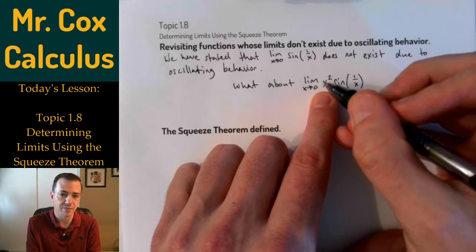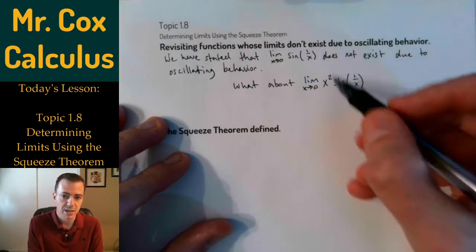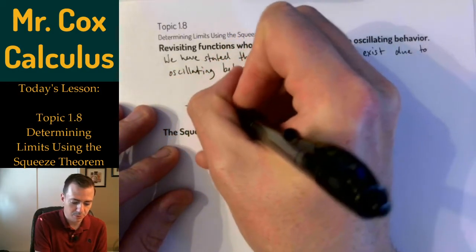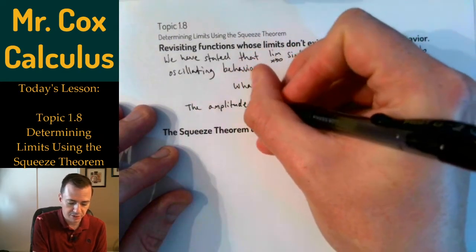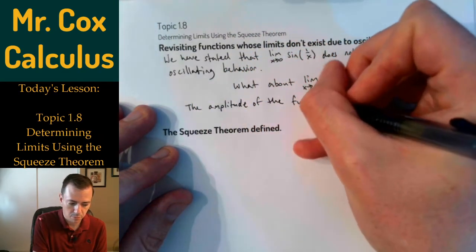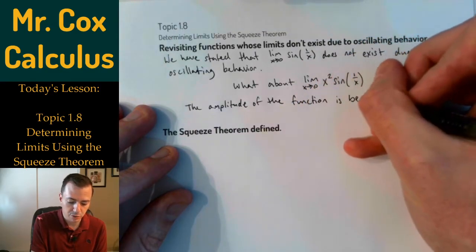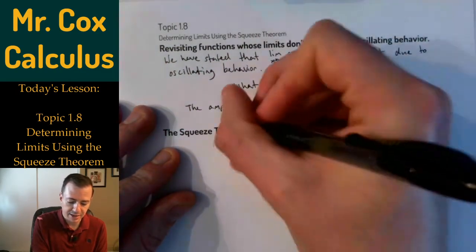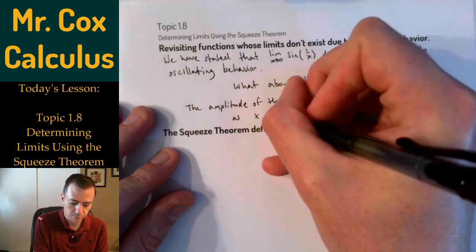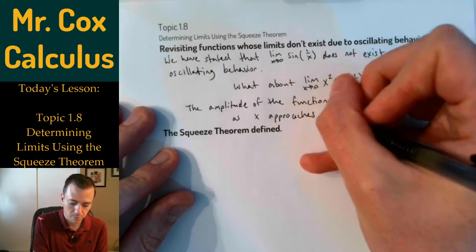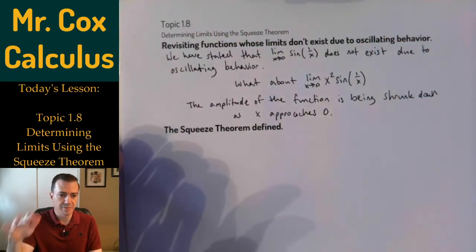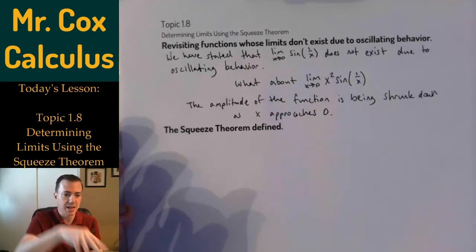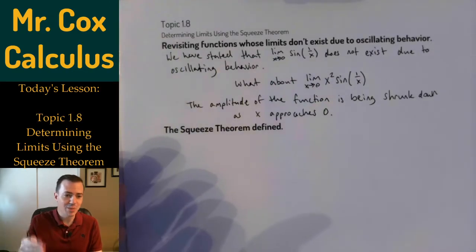But we also have the x squared, which is getting close to 0, and that's affecting the amplitude of the function. We can say that the amplitude of this particular function is being shrunk down as x approaches 0. So what we have is we still have this oscillating behavior where it's oscillating faster and faster. But instead of oscillating between -1 and +1, that's now being shrunk down.